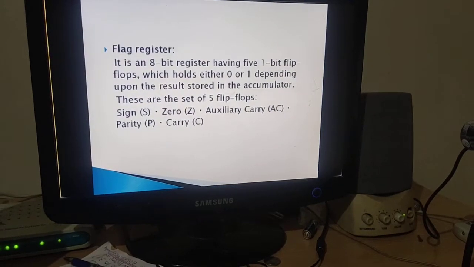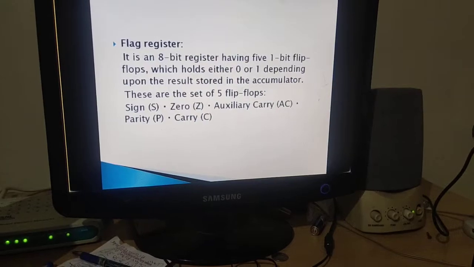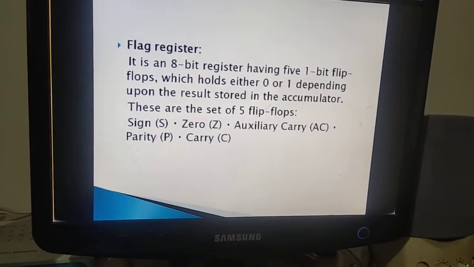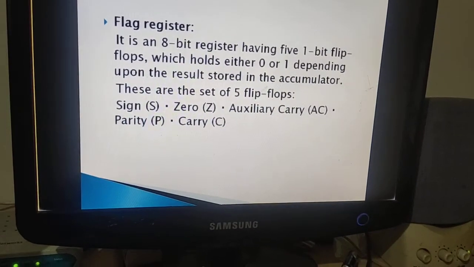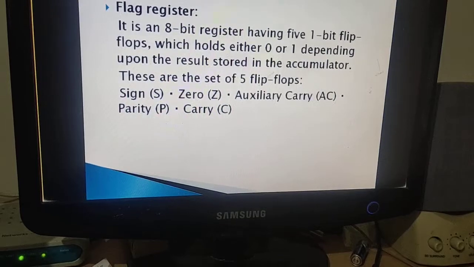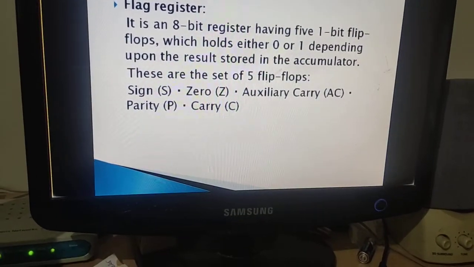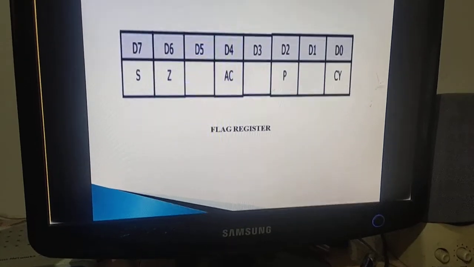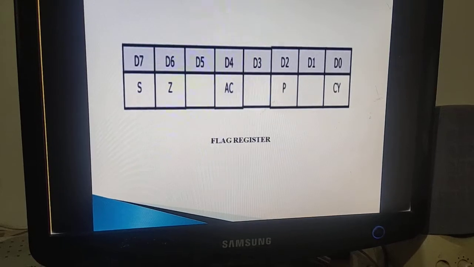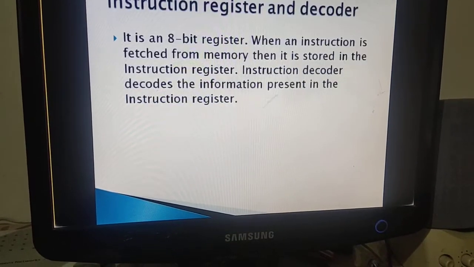Then you have the flag register. You have an 8-bit flag register which performs certain operations, and whatever operations are performed in the accumulator, those results are stored in the flags, that is sign, zero, auxiliary carry, parity and carry flag. So you have this flag register: sign, zero, auxiliary carry, parity and carry flag.